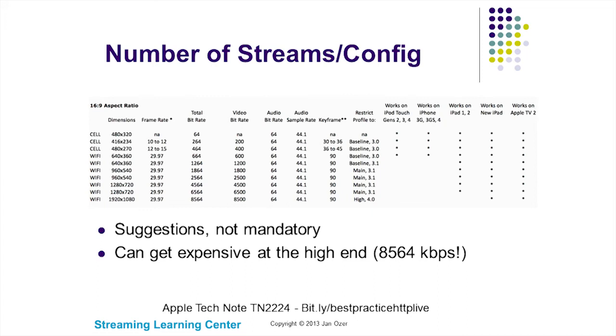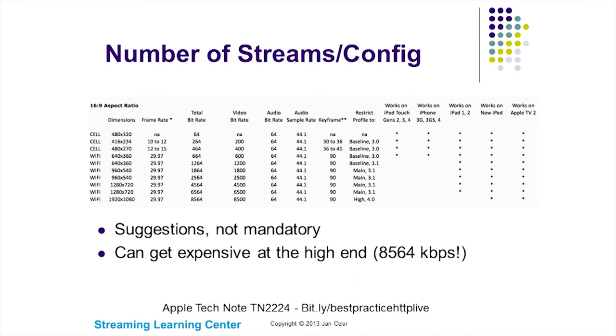What they did is they basically said, OK, we've got a bunch of people out there trying to produce for adaptive streaming for Apple devices. Why don't we just give them some suggestions? And so they came up with suggestions for both 16:9 and 4:3 aspect ratios. And that's what you see here. This is the 16:9 aspect ratio. And then over here on the left-hand side, they divided it up by target. These are the streams that we're targeting for cellular delivery. And these are the streams we're targeting for Wi-Fi delivery.